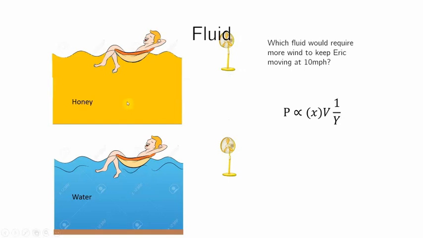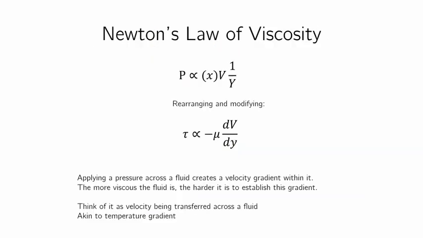The stronger the molecular forces are, the more the thing looks like a solid. The weaker they are, the more they look like gases. And that's why honey has a higher viscosity. It feels more like a solid. It resists flow. Solids don't flow.